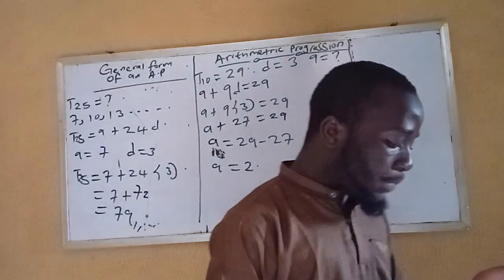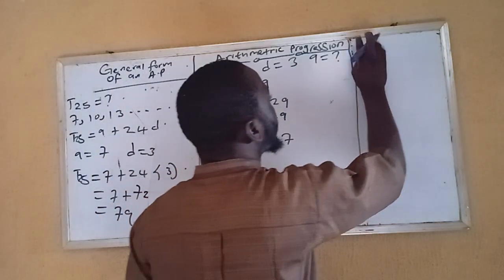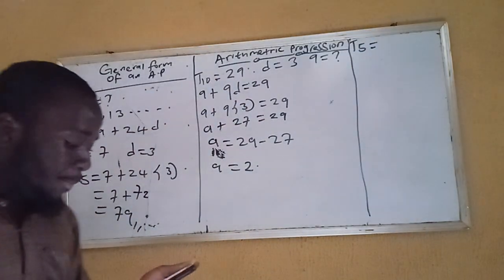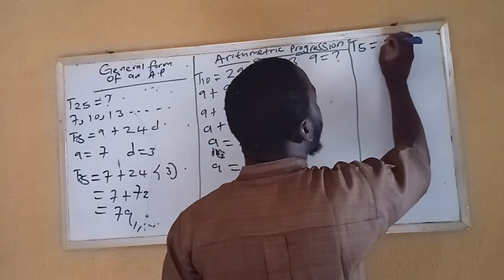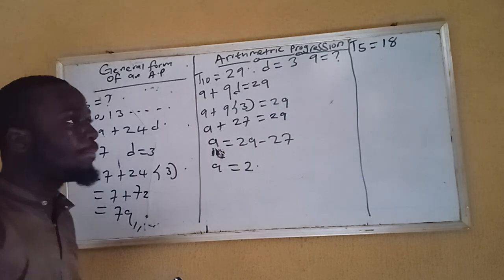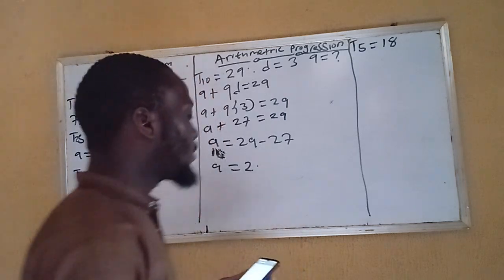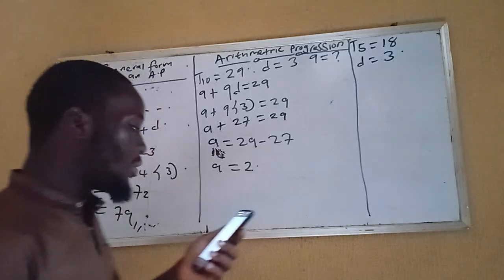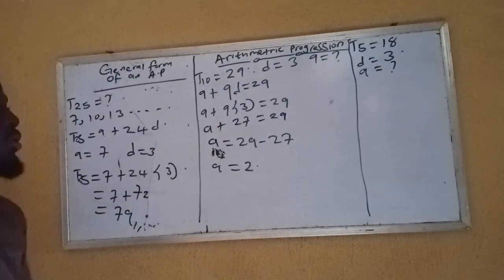The 5th term of an AP, T5, is 18. We are having the 5th term of an AP to be 18, and the common difference is 3. Find the first term. You have to find A also. Same question. How are you going to solve this?